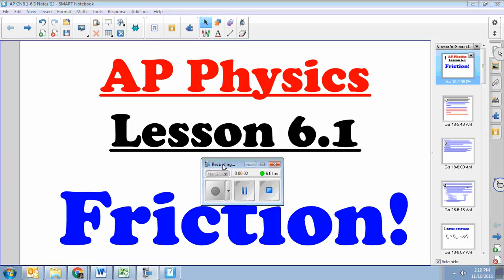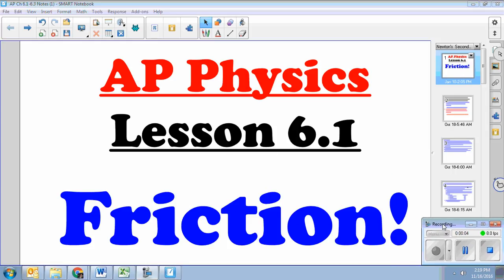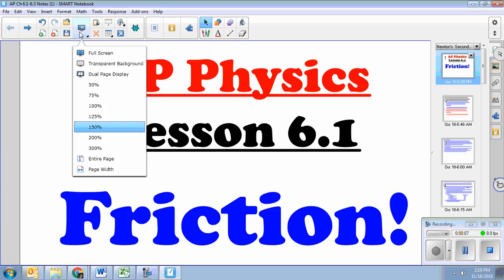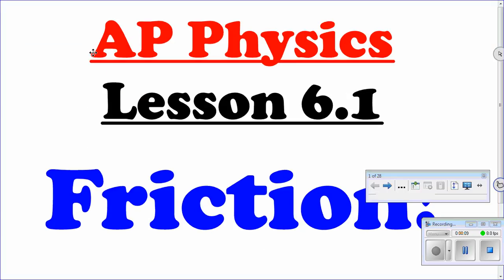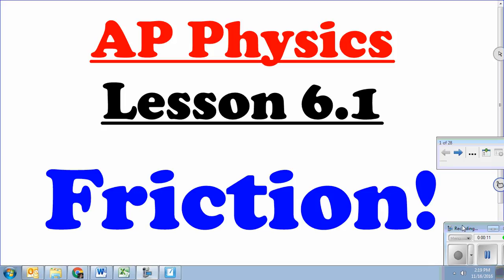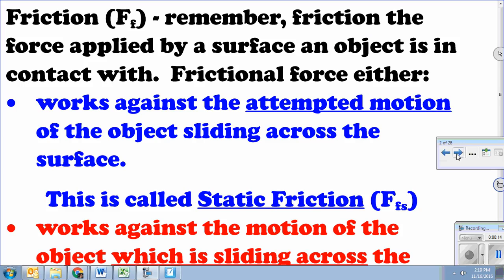Right, so friction. Theoretically, this is something you learned last year. I think you all know this. Remember that friction is anytime you have two objects that are in contact. Friction is the force that resists the two objects sliding against each other. Friction will always be parallel to the surface. Normal force is always perpendicular. Friction is always parallel to the surface.